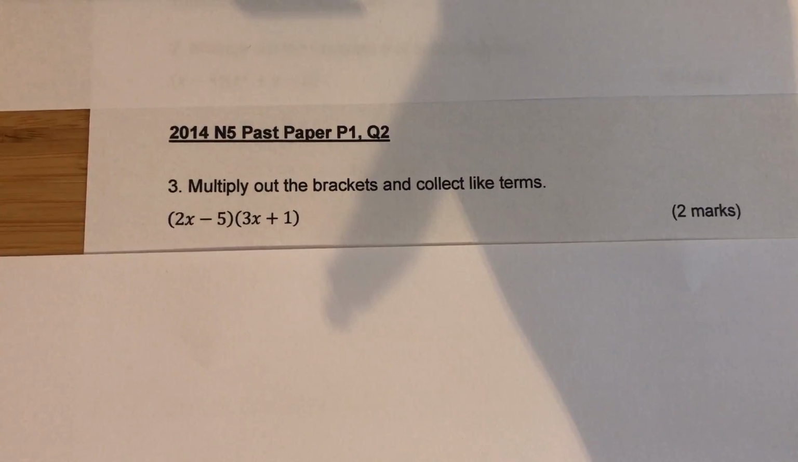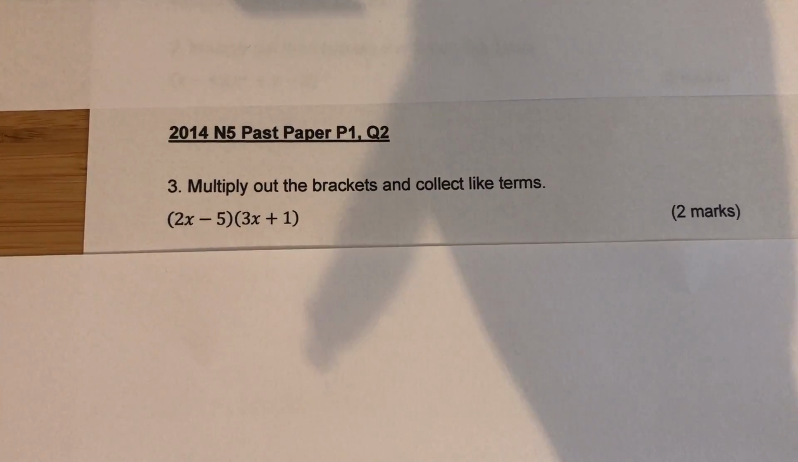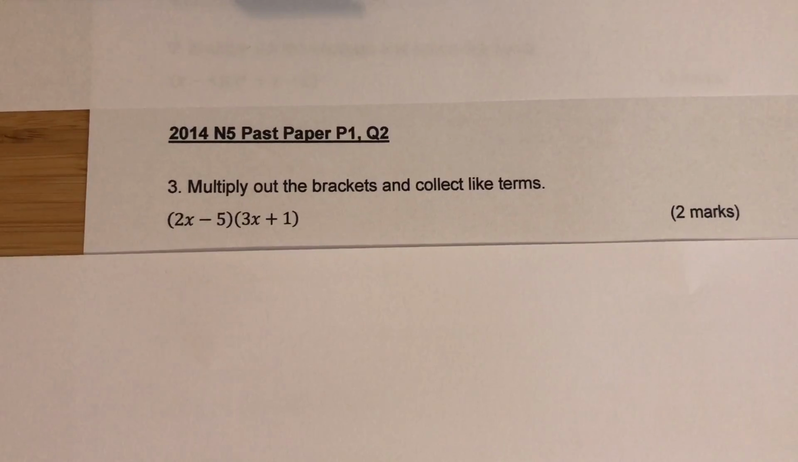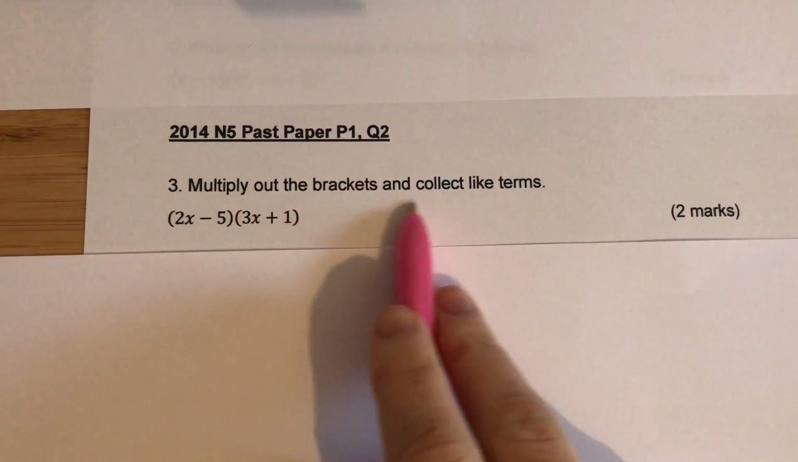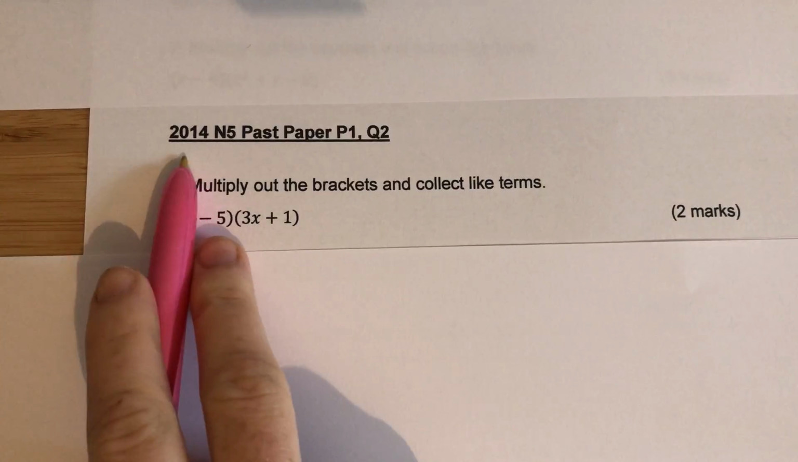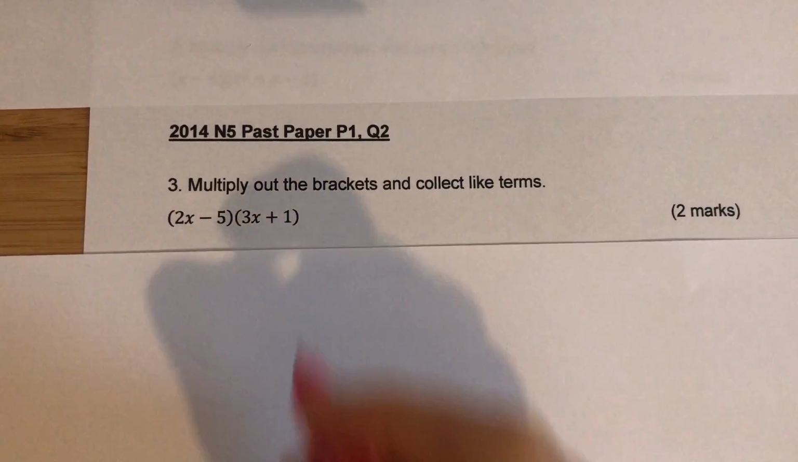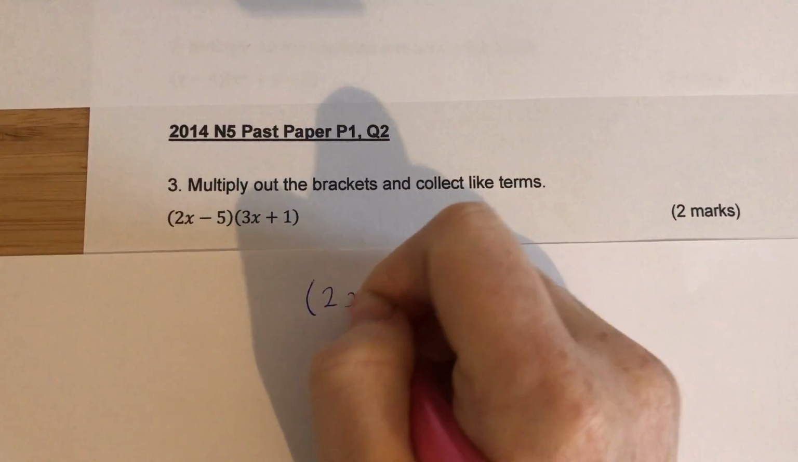Right, for this tutorial I'm just looking over multiplying out brackets and simplifying them. So I'm just going to go straight into past paper questions. This one here: multiply out the brackets and collect like terms, 2 marks, from the 2014 National 5 paper. So I'm just going to write this out on my own piece of paper.